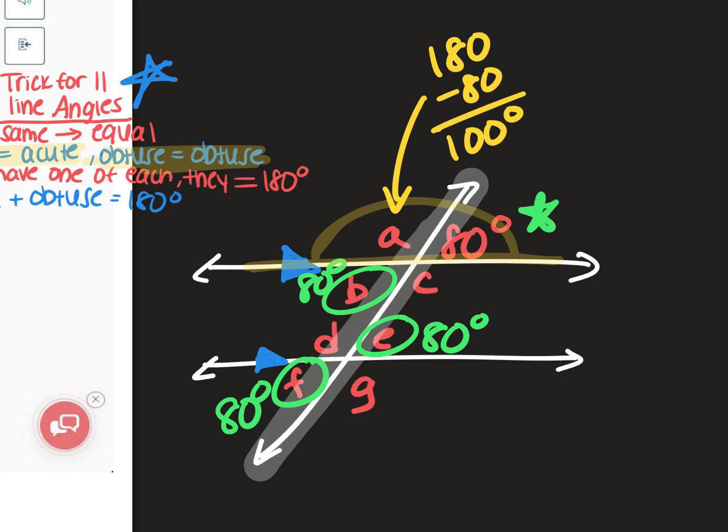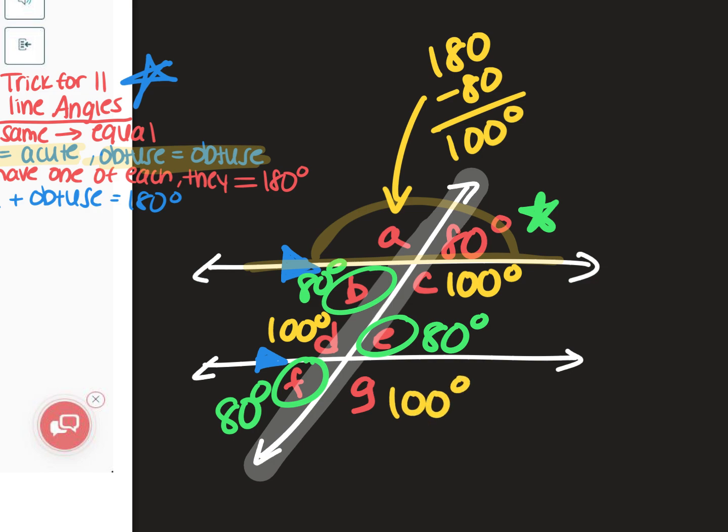Also, if you notice, 100 degrees is an obtuse angle. So that means, again, all my other obtuse angles should be 100 degrees as well. So angle C is obtuse, so that should be 100. Angle D is obtuse, so that should be 100. Angle G is also obtuse, so that should be 100.